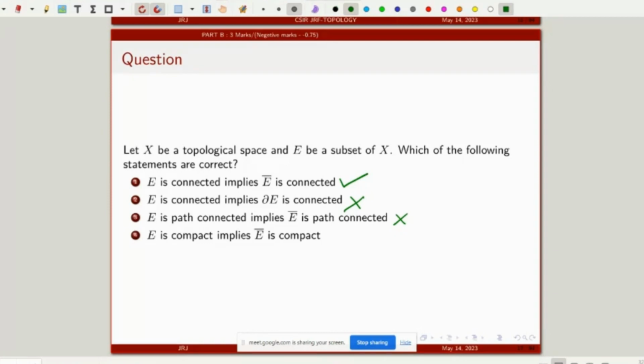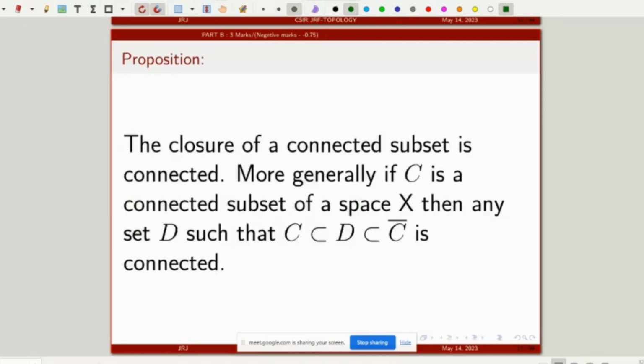Topologist sine curve. Correct. Now, E is compact implies E closure is compact. False. Why? By taking the VIP topology on R. Singleton sets are always compact, but its closure is not compact. Right, so this is the answer.